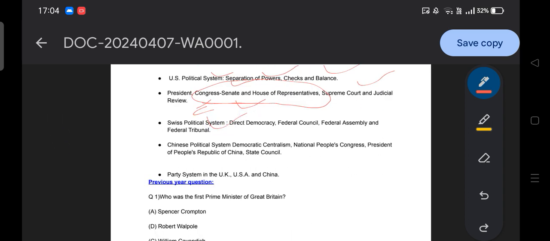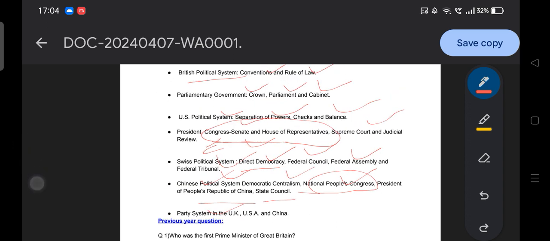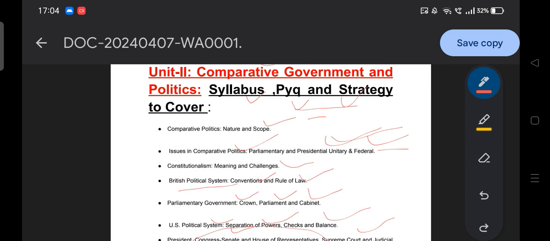Then the Swiss political system, that means Switzerland: direct democracy, the different features related to direct democracy, Federal Council, Federal Assembly and Federal Tribunal. These are the major concepts covering the Swiss political system. Then the Chinese political system, like democratic centralism, the National People's Congress. The National People's Congress is like our central legislature, like Parliament; their central legislature is the National People's Congress. Then the President of the People's Republic of China, then the State Council. Then, last but not the least, party systems in the UK, US and China. So this is the overall syllabus of our comparative government and politics.